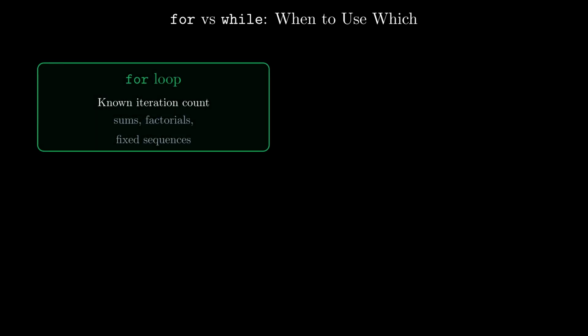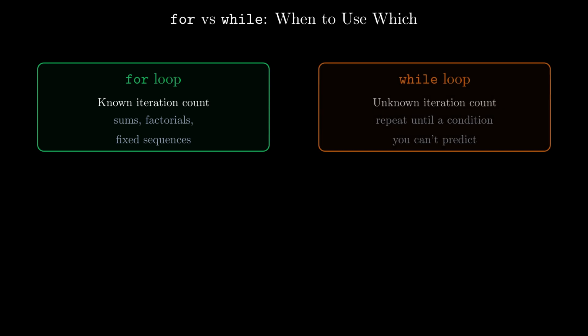For loops and while loops each serve different purposes. Use a for loop when you know how many iterations you need: summing a range, computing a factorial, processing a fixed sequence. Use a while loop when the number of repetitions depends on a condition you can't predict in advance. Tools like Python Tutor let you step through code to build a clear mental model of how loops assign variables behind the scenes.